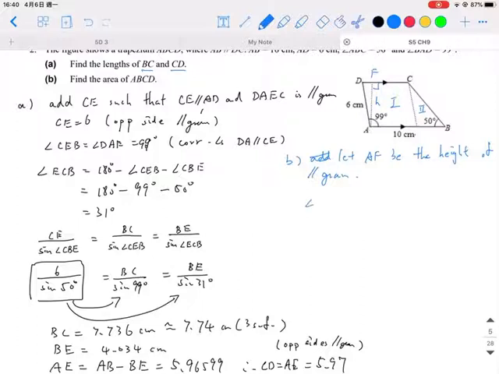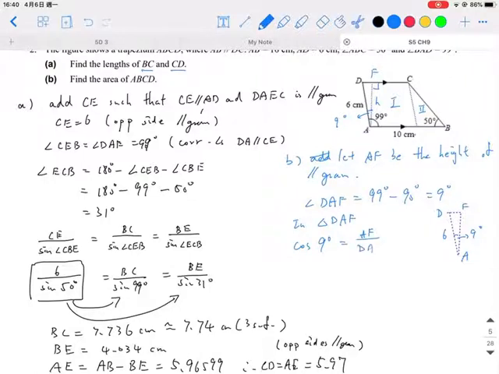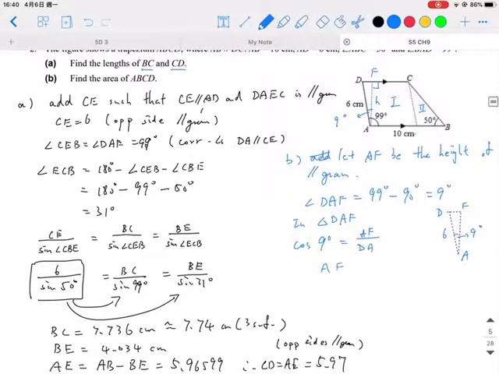So the first step is angle DAF is equal to 99 degrees minus 90 degrees. So this one will become 9 degrees. So I draw a right angle triangle here so that you can imagine it easily. So it will become D, F and A. And this one is 6 and this one is 9 degrees. So in triangle DAF, we can use the cosine function. Cosine 9 degrees is equal to AF over DA. So AF is equal to 6 cosine 9 degrees. So this is the height.